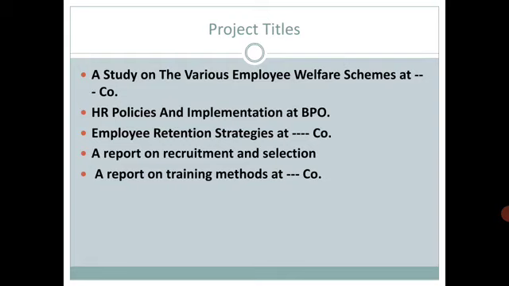Okay, what you are required to do here is follow the layout strictly. Means what? For example, if you have considered the first title, that is a study on various employee welfare schemes at dash dash company, what is included in this? Yes, first we need to introduce this topic, what this title is.